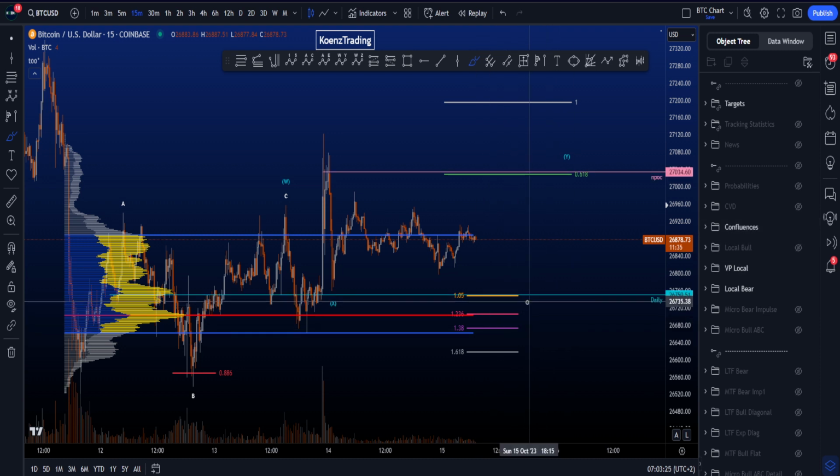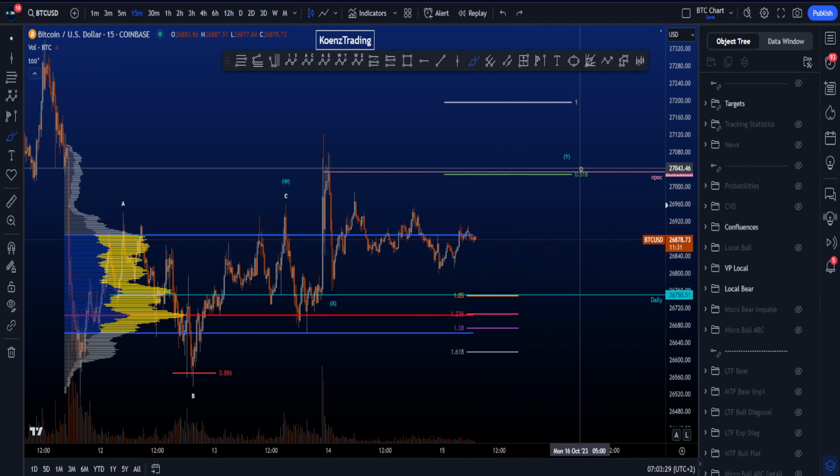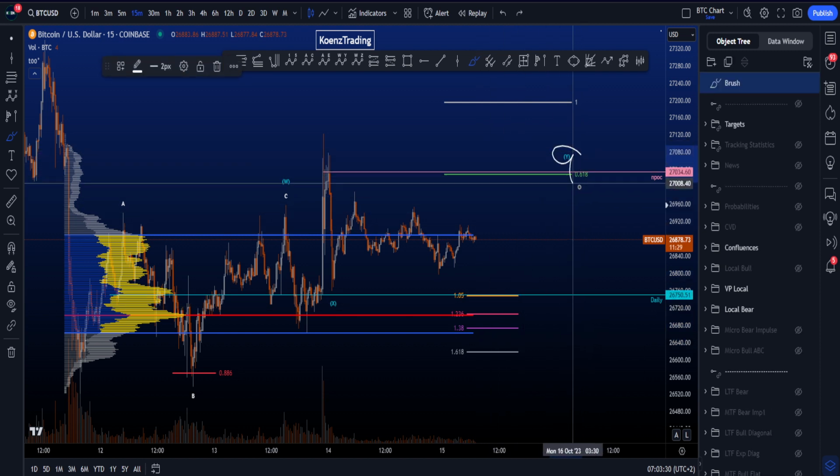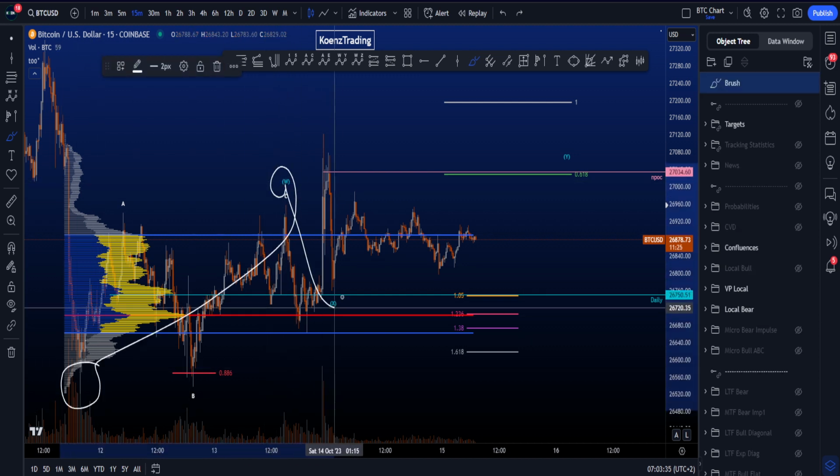Secondly, the confluences. We also have a daily over here in this area as well, but then a minimum target for wave Y is the 0.618 taken from the low to the high of W to the low of X.